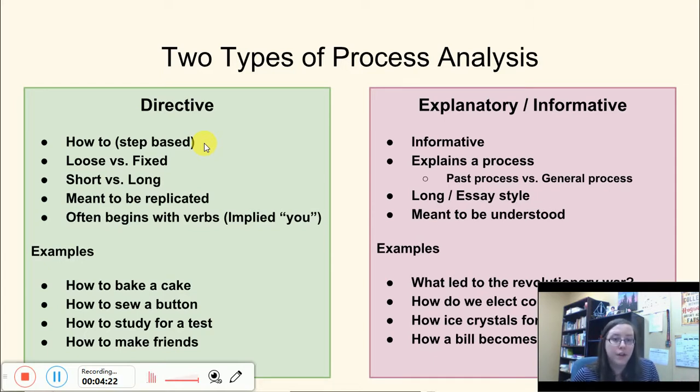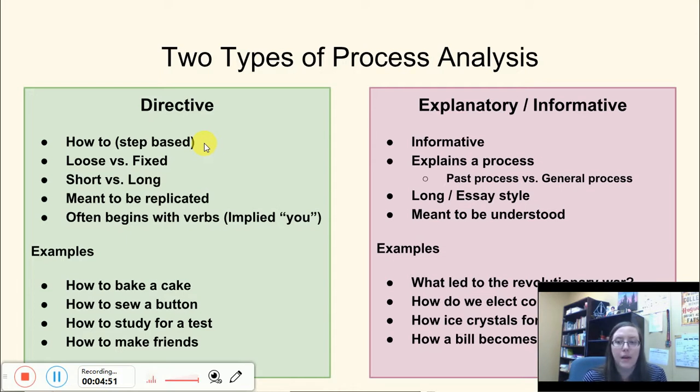If you wrote how to make friends and my mom wrote how to make friends, I could follow them in a logical order in how they're written, but I could probably also switch it up a little bit, insert my own style or flair, and that's more of an example of a loose type of directive process analysis. Both of these process analyses can be short, can be long, depends on the subject matter, depends on the level of detail that's being incorporated.